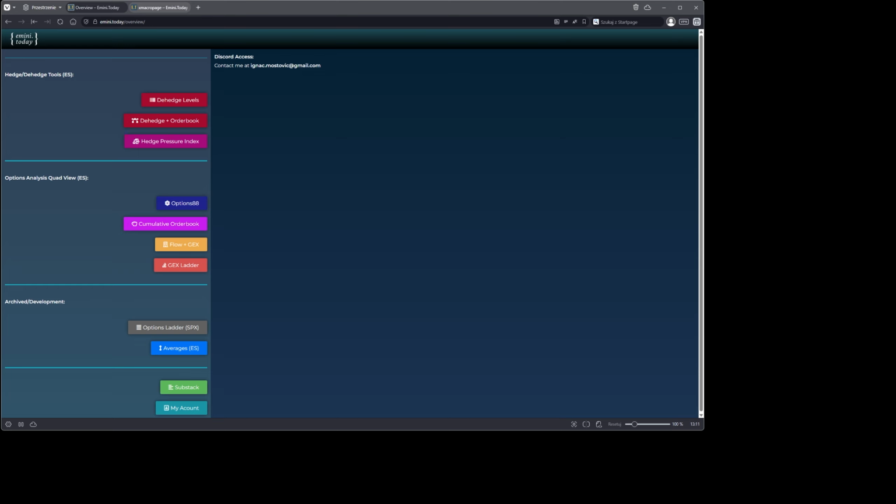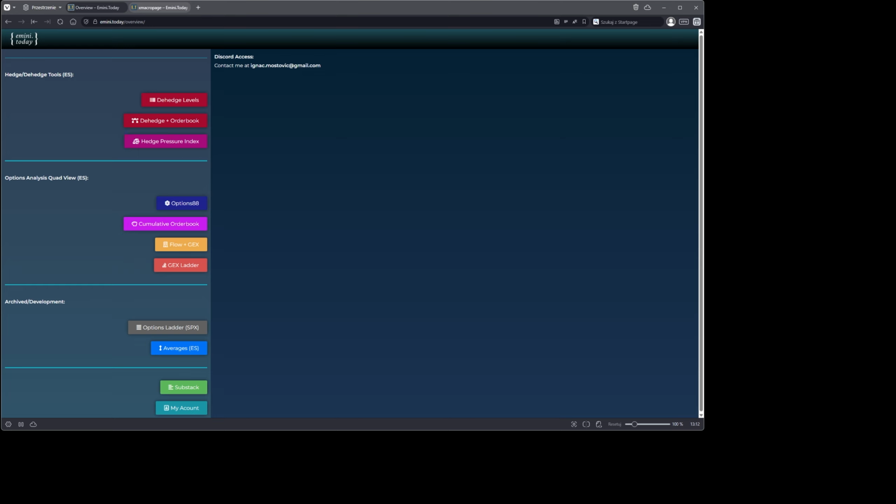At this moment, for me, this is the most important metric that I'm watching from all of the tools in the terminal. And the reason for this is that the mechanics of the options market, specifically the SPX options market, has to be explained in two ways.